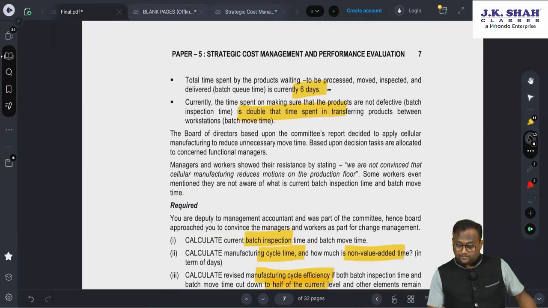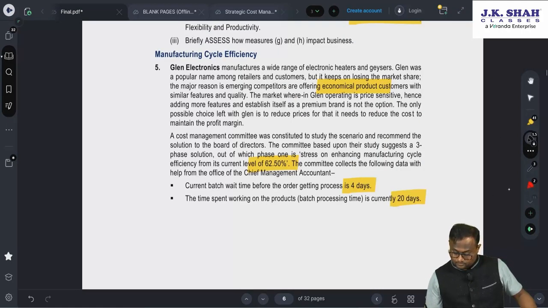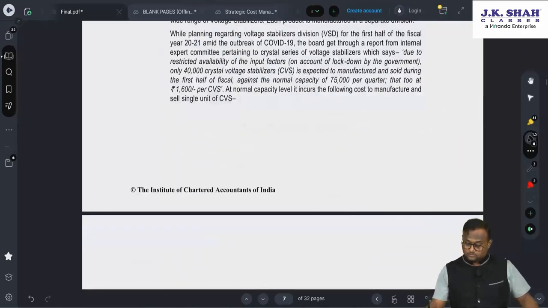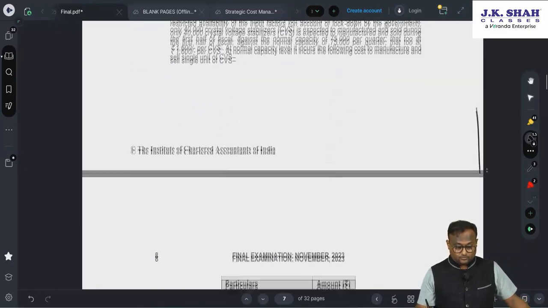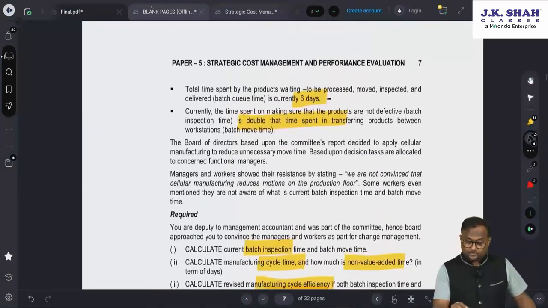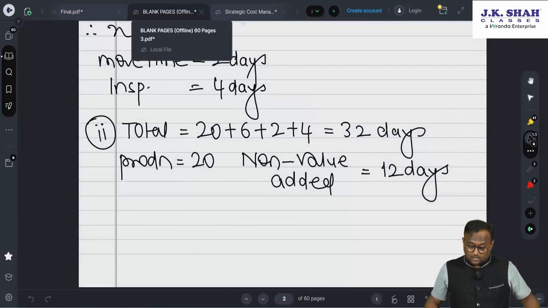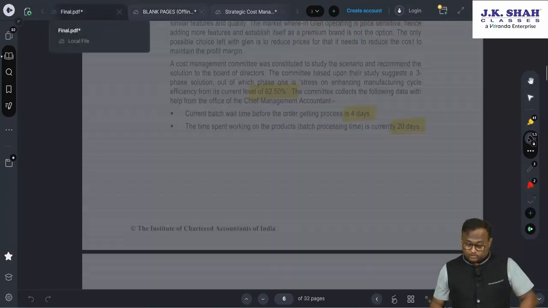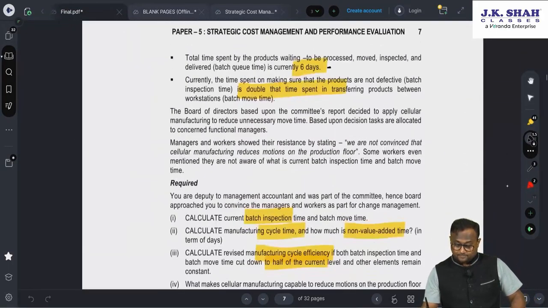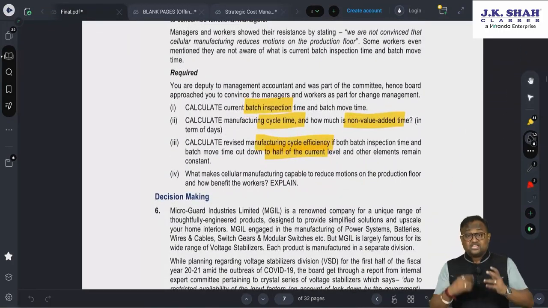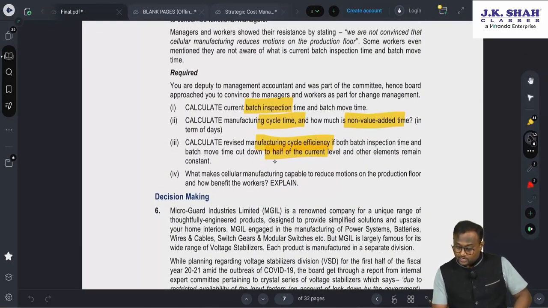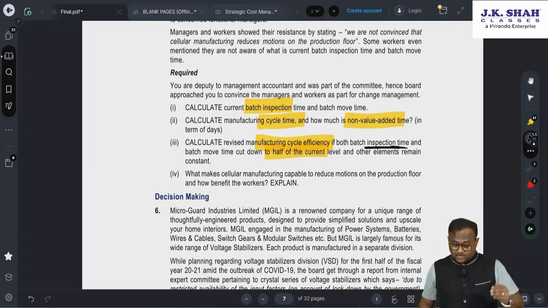Out of total 32 days, waiting time is 6 days, production time is 20 days. So, that all will give you 12 days as non-value added time. Now, the third part, what are they asking? Revised manufacturing cycle efficiency when they are cutting down half. What is getting cut down? Inspection time and move time.